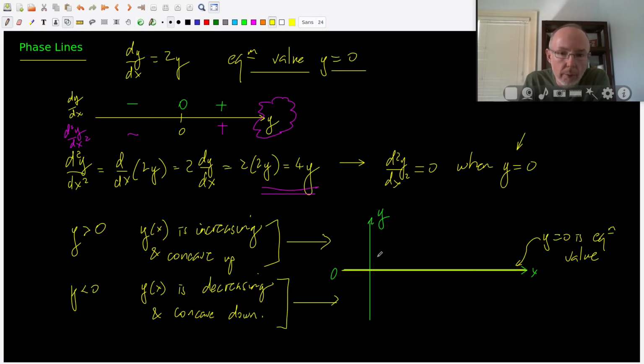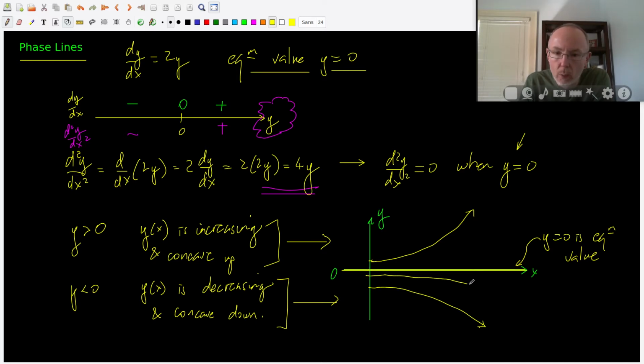If y is positive at some point, let's say I start here, then y is going to be an increasing function that's concave up. And so it must look something like that. If y is negative at some point, then it's going to be a decreasing function and it's going to be concave down.